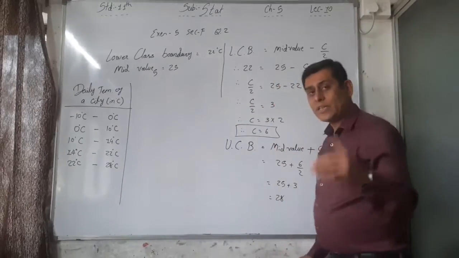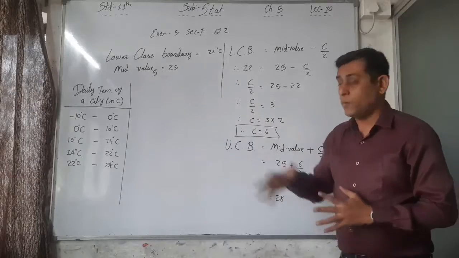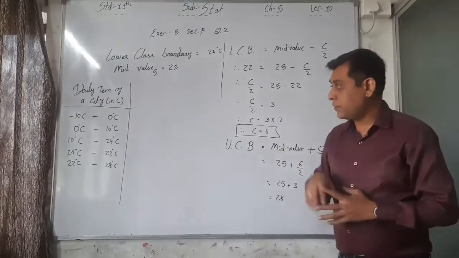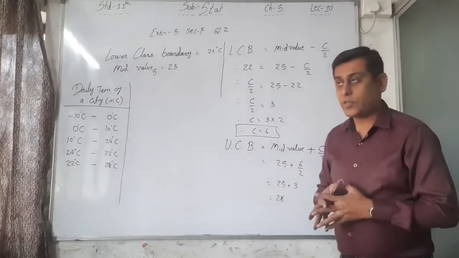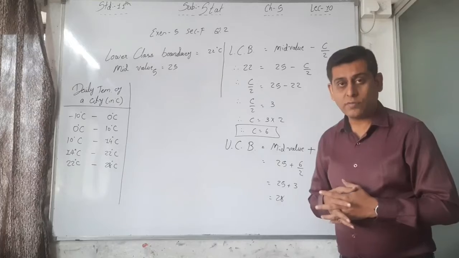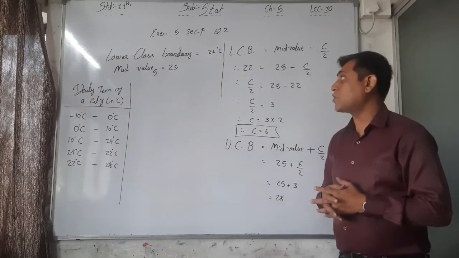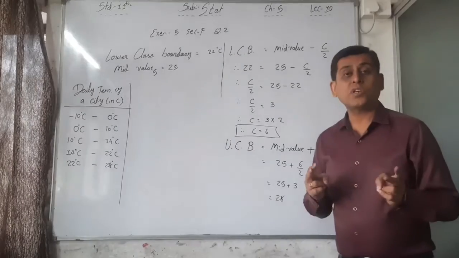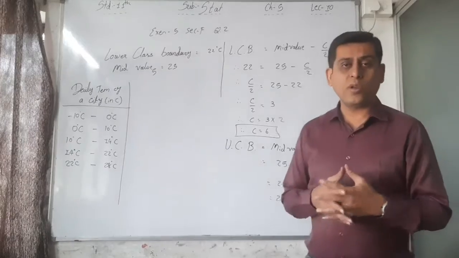So now it's up to you. Now you have to do this sum, but first of all write down the full class, all the observations, and then find out mean, median, and standard deviation, and then coefficient of skewness. So here your exercise 5 section F question number 2 twist is completed. The remaining sum you have to do in your homework.